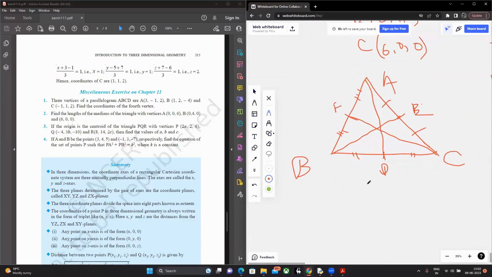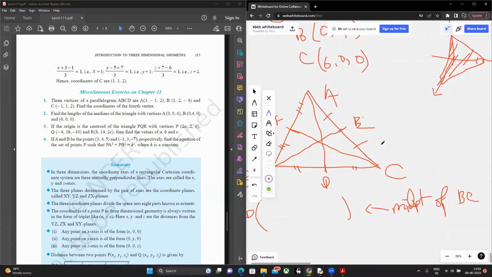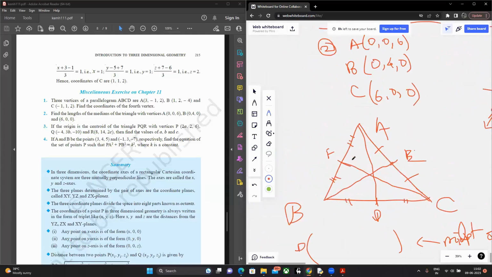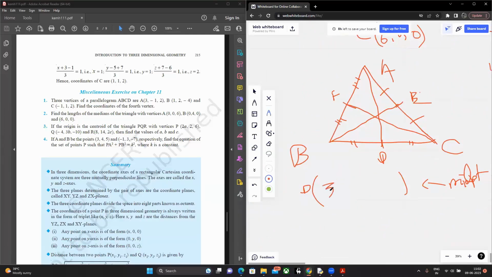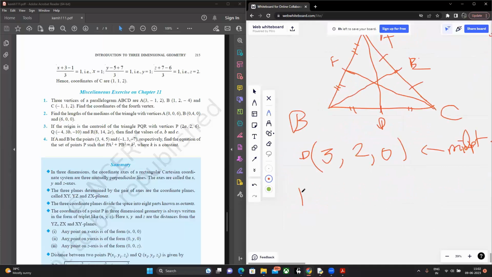All right. So we can basically find out the coordinates of D. That is the midpoint of BC. Since you have the coordinates of B and C, you can find the coordinates of D as (B plus C) by 2. That is going to be 0 plus 6 by 2, that is 3, comma, this is 4 plus 0 by 2, that is going to be 2, and this is 0.